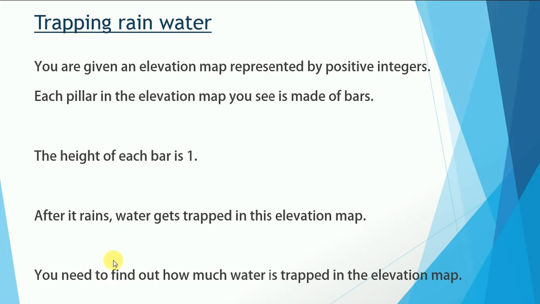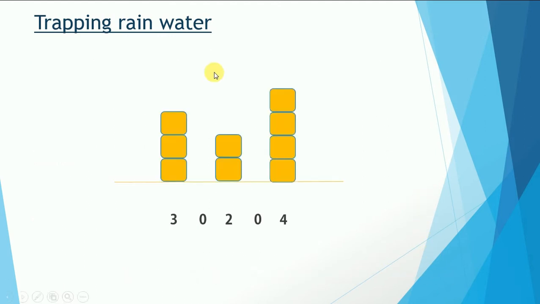All you need to do is to find out how much water is trapped in the elevation map after it stops raining. So check this out. This is the elevation map, as you can see, and these are the pillars, and in turn they are made of bars of 1 unit each.